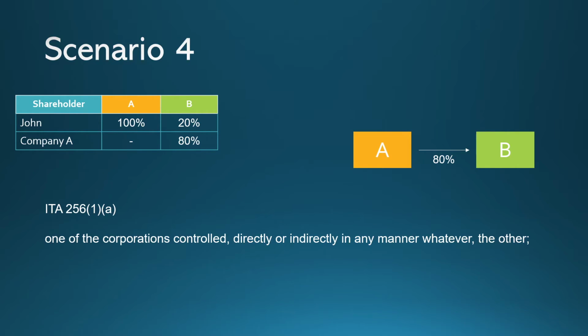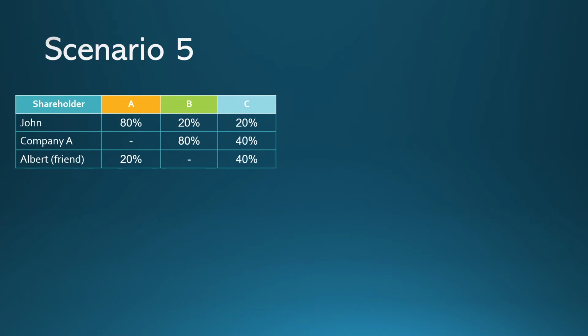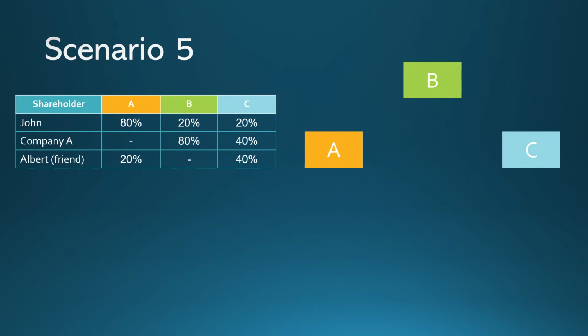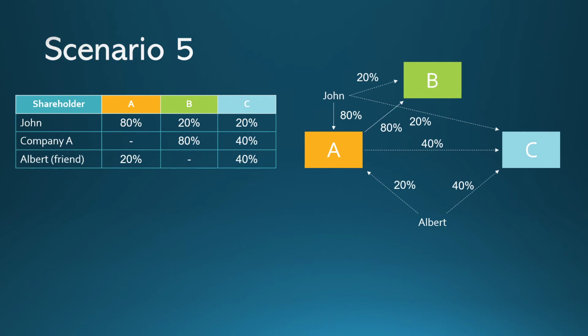Let's move on to scenario 5. Scenario 5 has once again a different shareholder table and an additional company, company C. Let's draw this out starting with company A, company B, and company C. We can look to John, and John owns 80% of company A, 20% of company B, and 20% of company C. We can also draw Albert, who is the friend, and Albert owns 20% of company A and 40% of company C. And finally, company A itself owns 80% of company B, and company A owns 40% of company C.